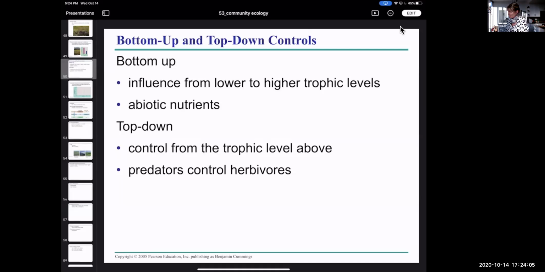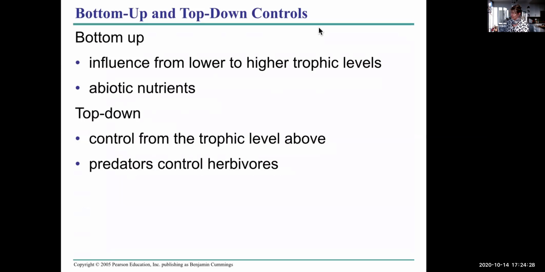We just watched a terrific documentary, just a short part of it, about how wolves changed the ecosystem in Yellowstone National Park in the United States. And what it showed was a top-down change. Wolves are the top predators. They're the top of the food chain in Yellowstone Park.